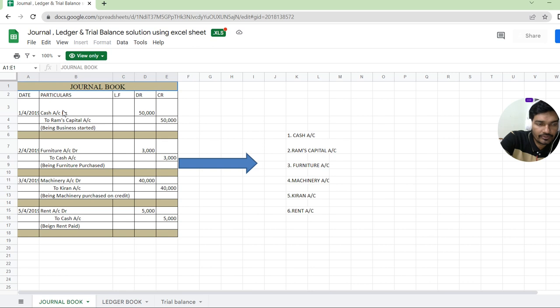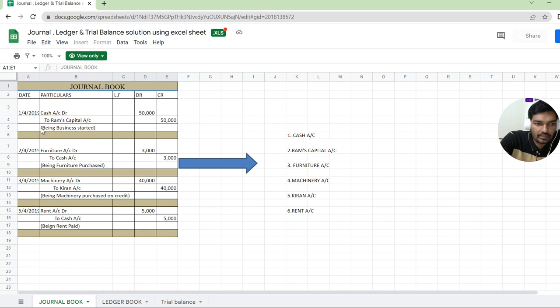The first entry is cash account debit to Ram's capital account. In this we need to prepare first the cash account, and second the Ram's capital account, and the second entry is furniture account. Cash account is already available, so no need to prepare cash account again. Machinery account, Kiran account, rent account. Cash account is already available, no need to prepare cash account again. So we need to avoid the duplication.